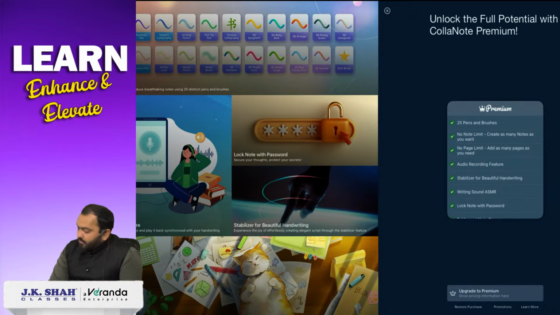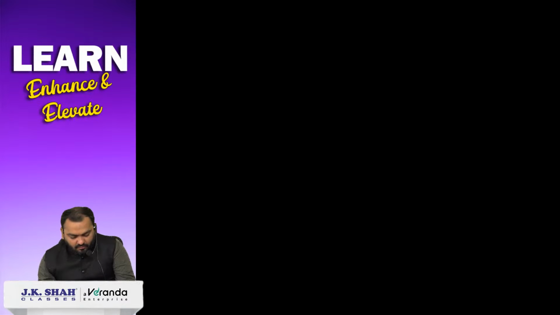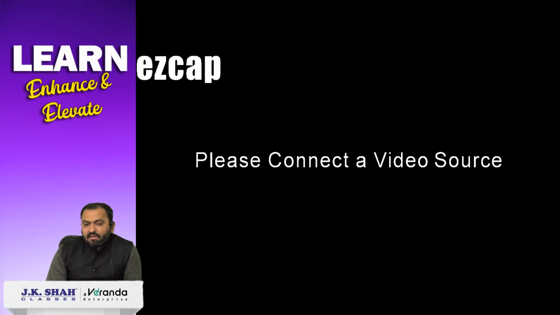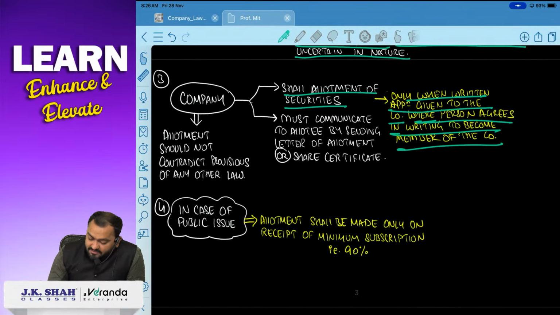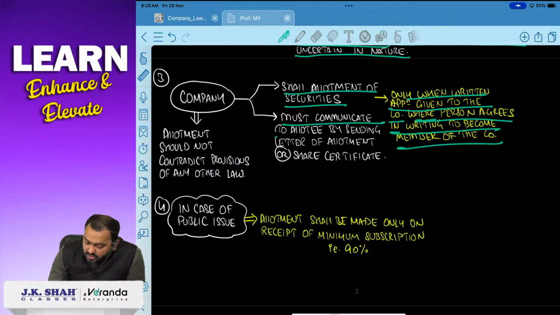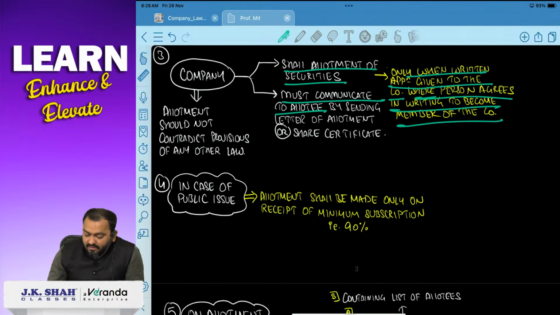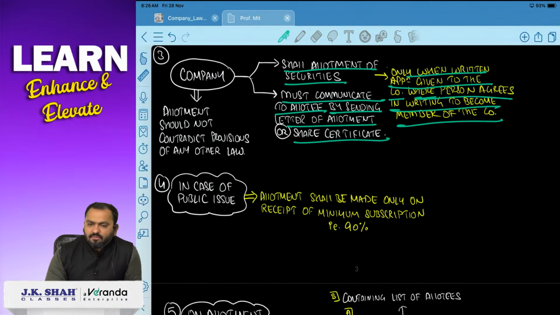The company will make the allotment only when the company receives an application in writing and the person agrees in writing to become a member of the company. Second, whenever the company makes the allotment, the company must communicate to the allottee. Means the company must communicate to the investor by sending a letter of allotment or share certificate. You must have heard about this letter of allotment, that is confirmation of allotment, or share certificate. Share certificate, that is the ownership document.